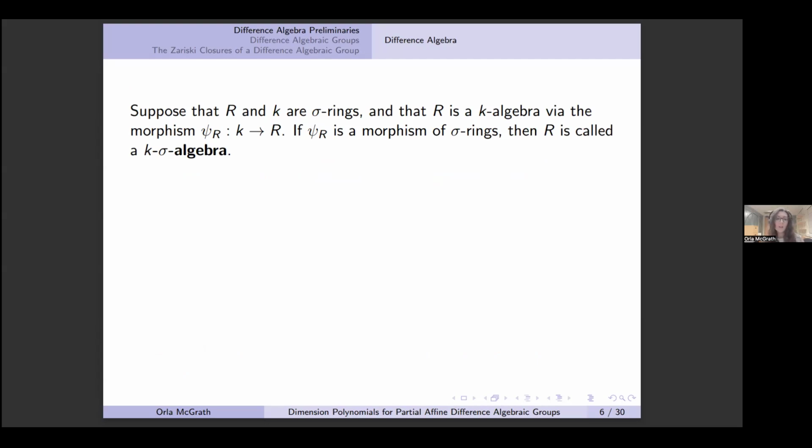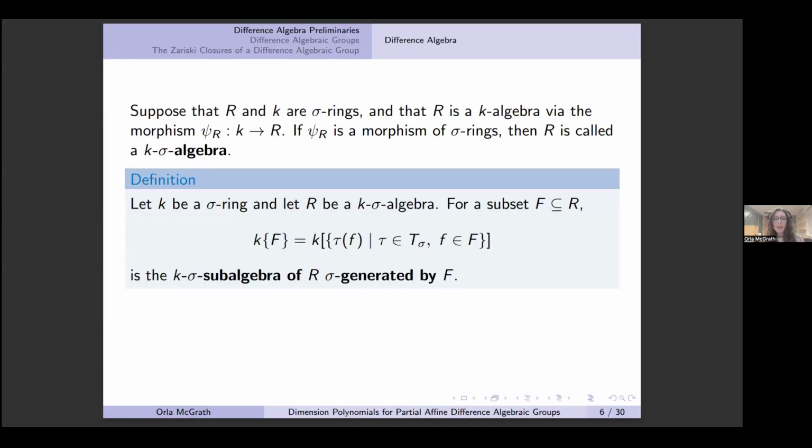Then similarly, as with the ideal, we can consider a difference subalgebra that's difference generated by some set. Now we use curly brackets to denote these difference algebras. This is the difference algebra generated not just by every element in F again, but by every transform of every element in F.